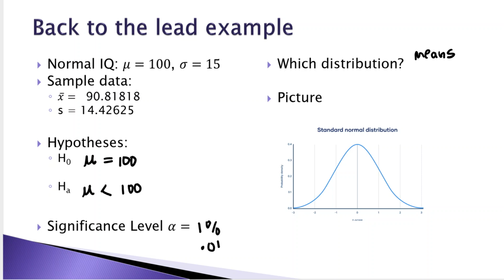And since we're working with means, I need to see if I know the sigma or not, and I do. Sigma is known. That tells me that I'm going to use the Z distribution right there. So I've got a picture right here.